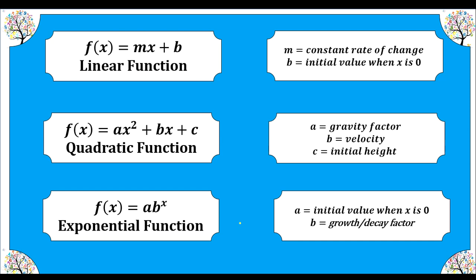And then in exponential function, our A is our initial value when x is 0, and then B is either our growth or decay factor. So remember, we're just going to use the basic A, B to the x.